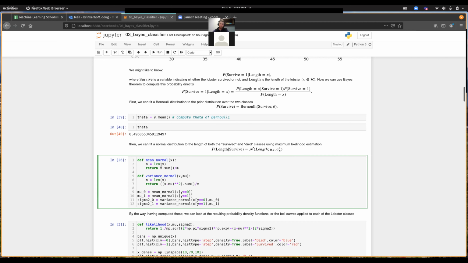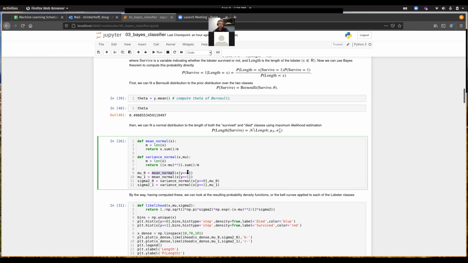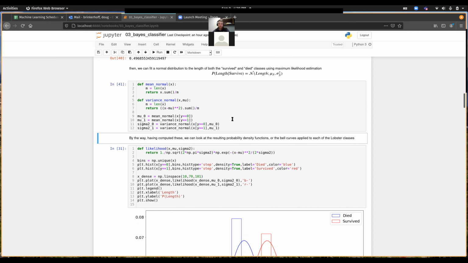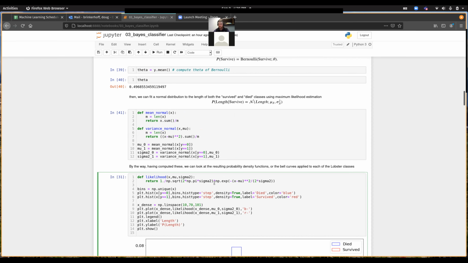And so here's my function that I've defined that calculates the maximum likelihood estimator. I think you'll agree that this is equivalent to the maximum likelihood estimator that I wrote on the whiteboard just a minute ago. And here we go. We can just use these functions to compute these mu's and these sigma squareds for the class of lobsters that didn't survive and the class of lobsters that did survive. Easy enough. And now that we've computed them, we can have a look at the resulting probability density functions, or these bell curves applied to each of the lobster classes, right?